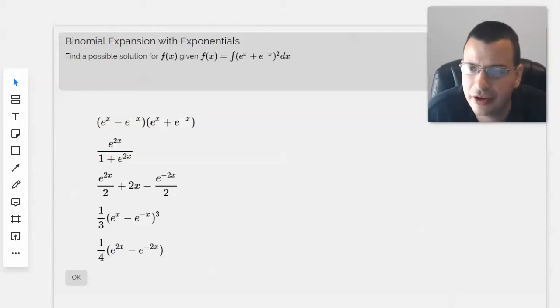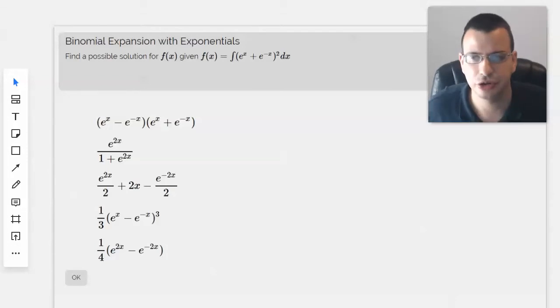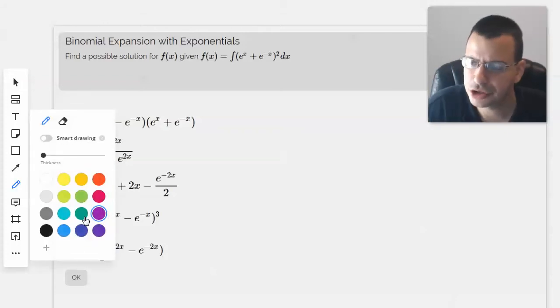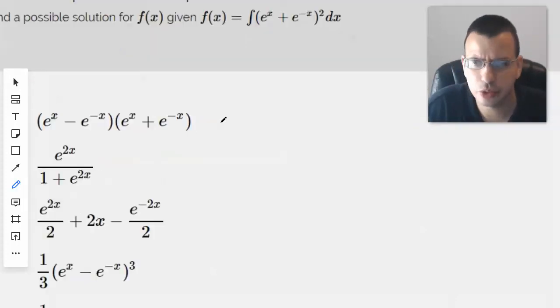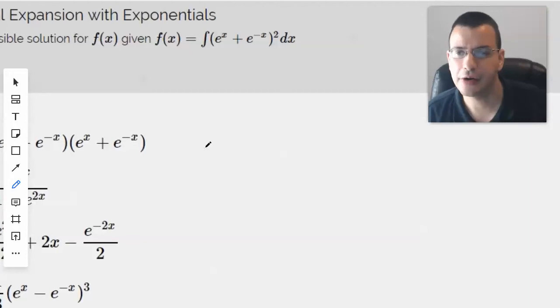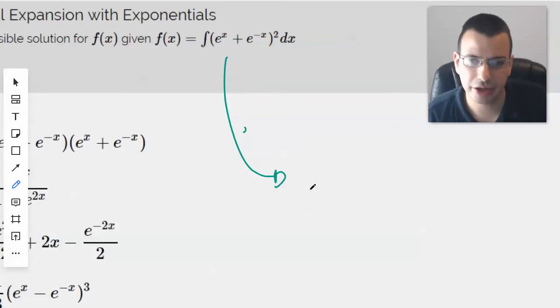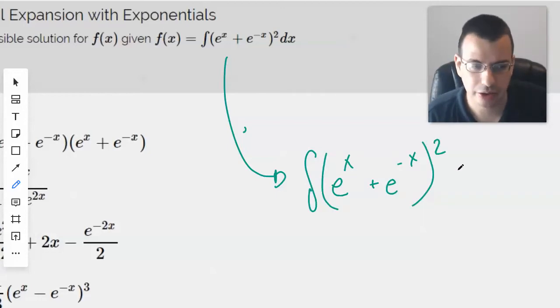Find a possible solution for f of x, given that f of x is the integral of quantity e to the x plus e to the negative x squared. Okay, so this one looks, let's see, where are we going with this? So, rewrite it. So we have the integral of e to the x plus e to the negative x quantity squared dx.